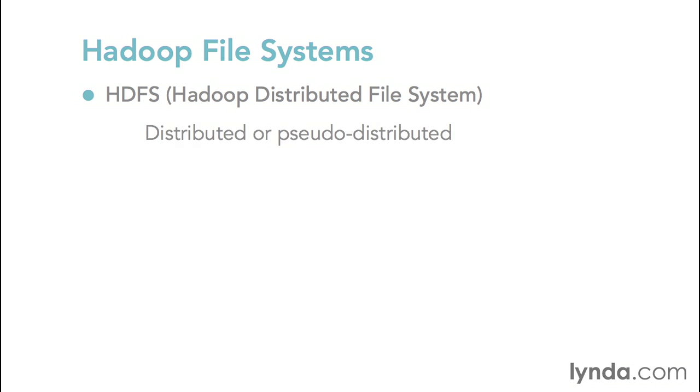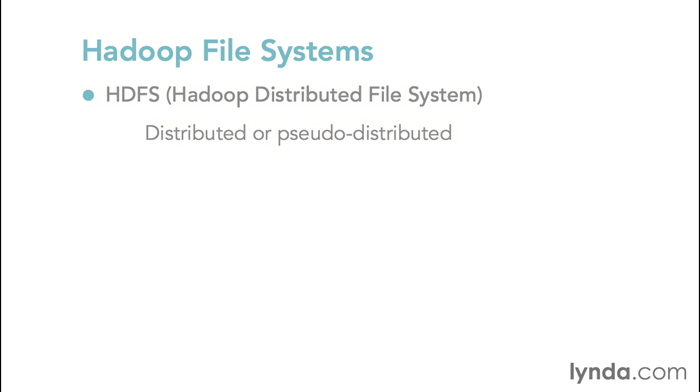The HDFS file system has two modes for implementation: fully distributed, which will give you the 3 copies, or pseudo-distributed, which will use the HDFS file system but is designed for testing and will be implemented in a single node on a single machine.